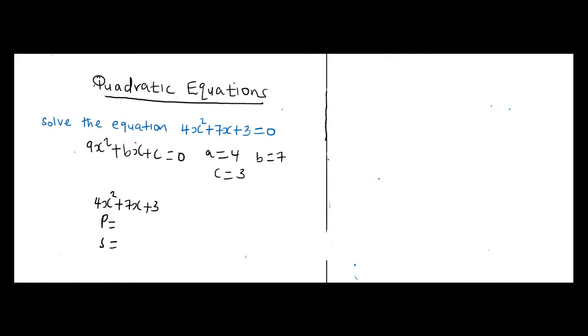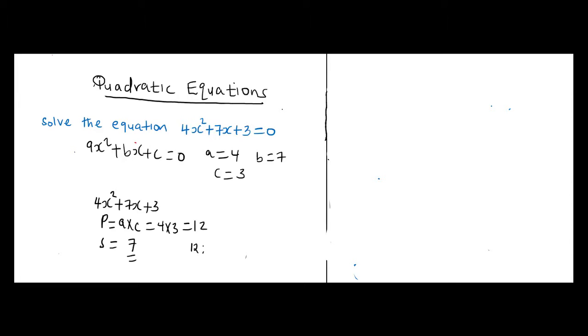We think of two numbers. When we multiply them, we get a times c, which is 4 times 3, and that is 12. And when we add them, we get 7, which is the coefficient of x. The next question is, how do we get these two numbers? There is no one formula to get the two numbers, but we can use the product to get the two numbers.